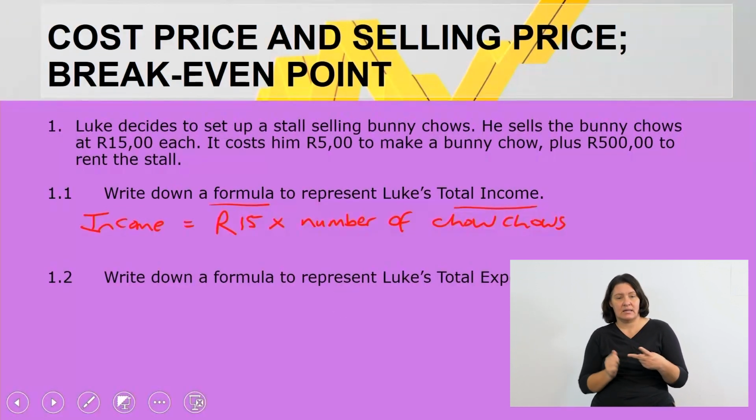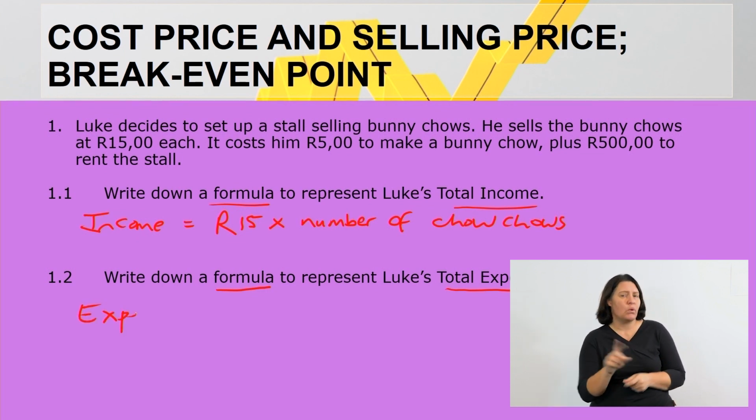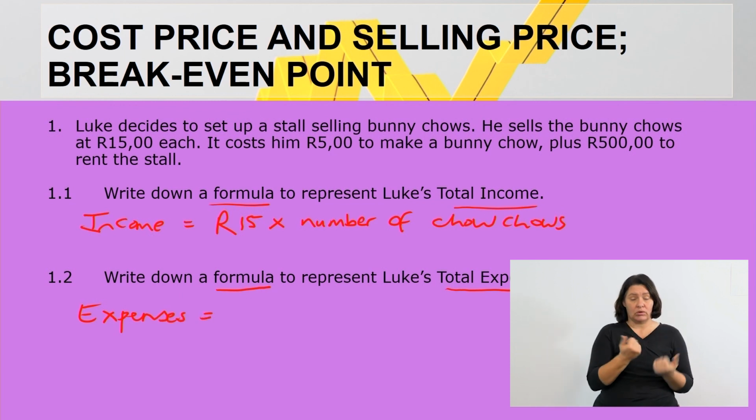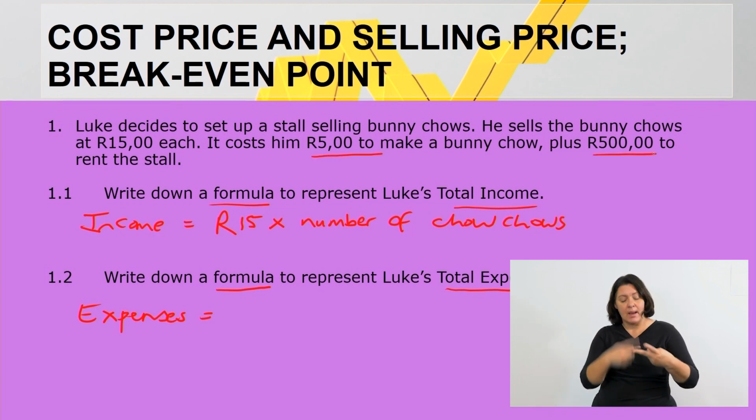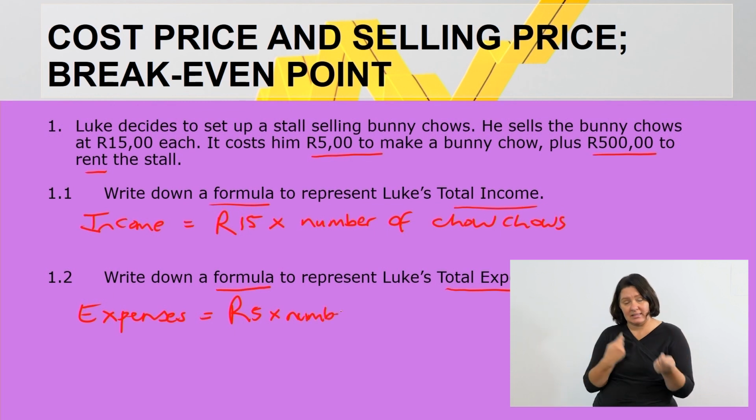Then the second question, write down a formula, again, to represent this time around Luke's total expenses. Okay, so now let's look at what his expenses will consist of. So his total expenses, I'm going to read it again. It cost him 5 Rand to make a bunny chow. That's his variable expenses, plus 500 Rand to rent a stall. So that will be his fixed expenses, right? So therefore, I'm going to say expenses equal 5 Rand multiply by the number of bunny chows.